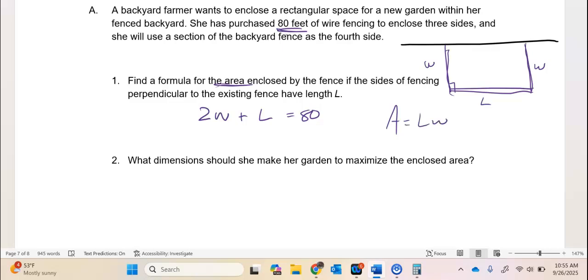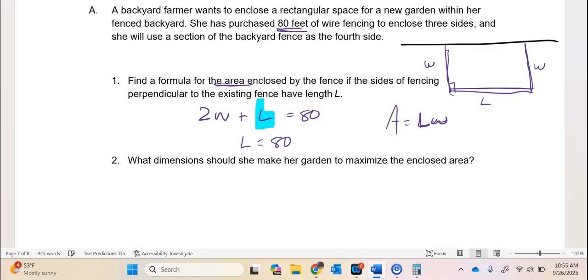So I got a problem here, right? I need a function of one variable. I got 2 variables here. I got an L and a W. But I can use this first equation with the given information about the 80 total perimeter, to solve this for L. Think about this for a second. I'm going to solve for L, and if I solve for L, I'll just have a function of one variable. Let me show you what I mean.